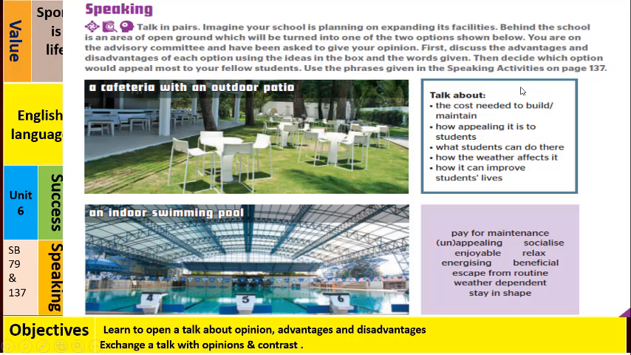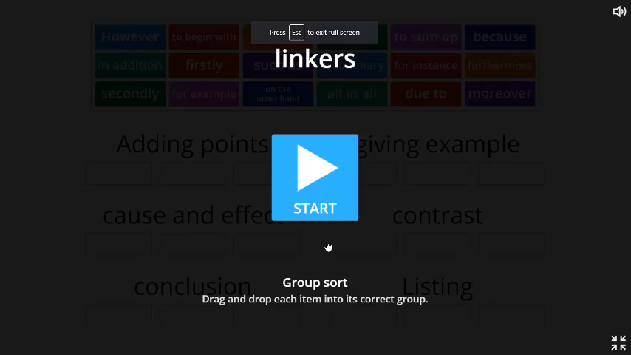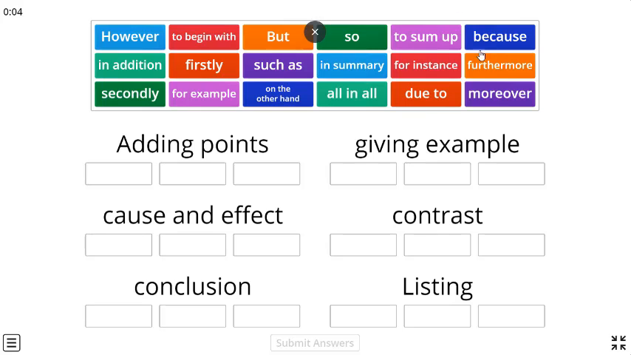Before going to the phrases given in page 137, and these can be used in your function section in the exam, let's try to discover or to relearn about some phrases and linkers that you can use. Ready? Let's do it. So we have many linkers and we have adding points, giving example, cause and effect, contrast, conclusion, and listing. So let's begin with however.